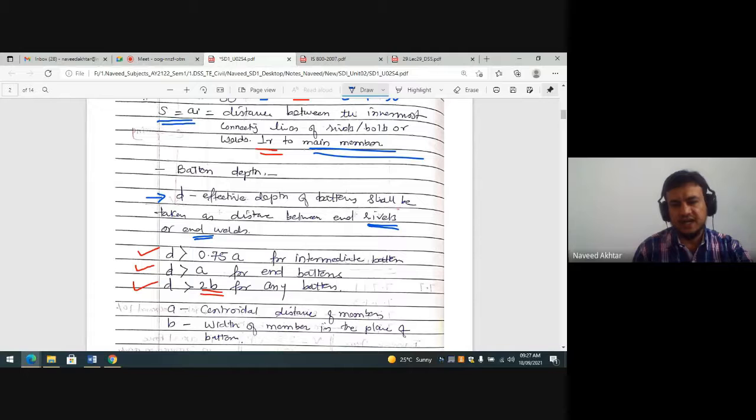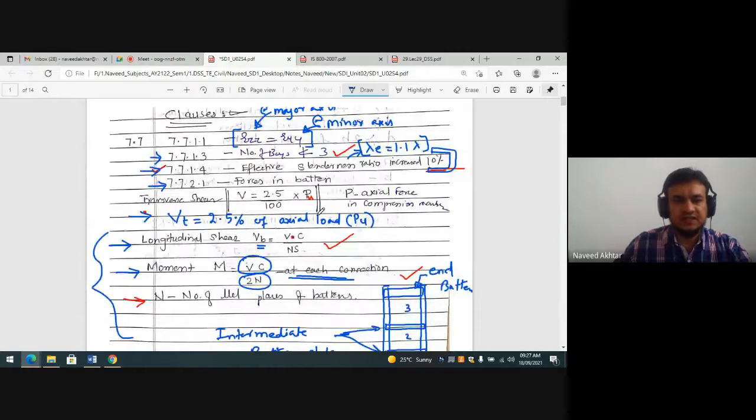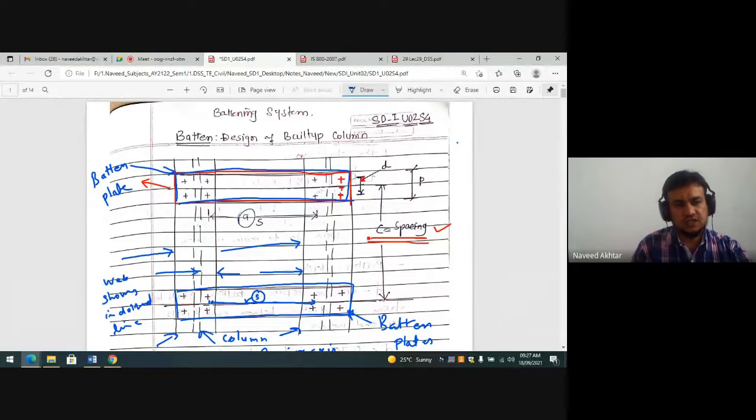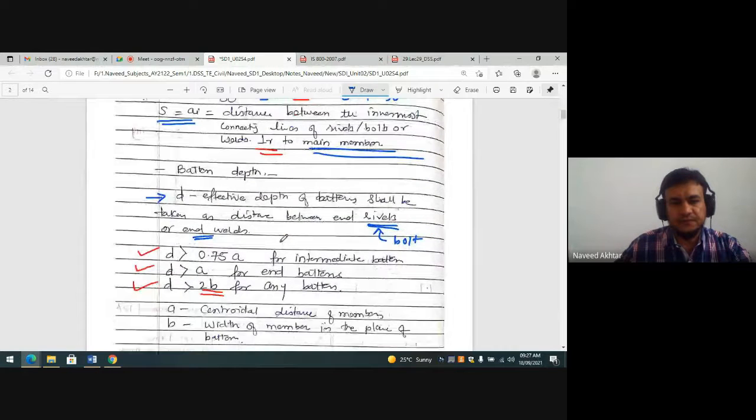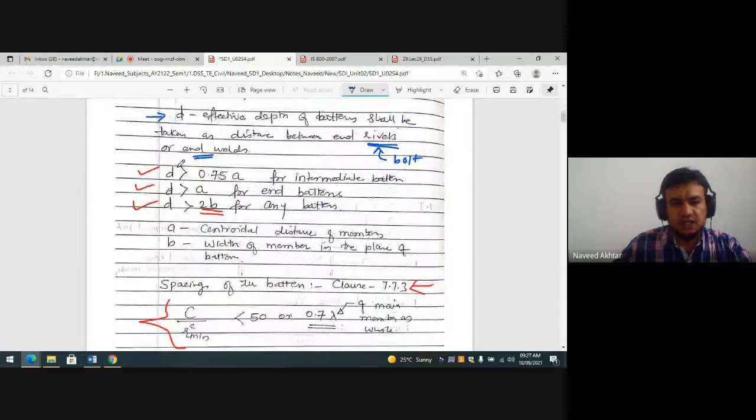Whether you call it end rivet or end bolt, the distance between the end bolts is taken as the width of batten. So the distance between the end rivets or bolts is what you take as the depth of your batten. The depth of batten should be greater than 0.75 times a for an intermediate batten, and a for an end batten. So here you can see the width of the end batten should be larger than the intermediate batten.